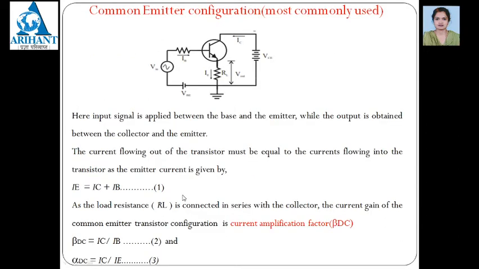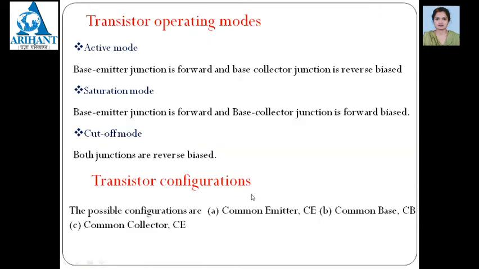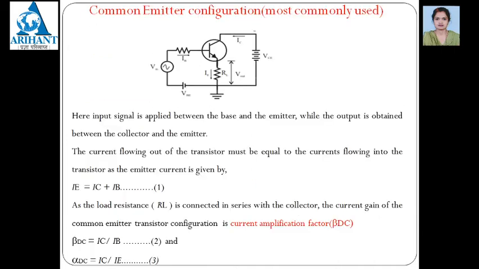Now let's go to the next topic, transistor configurations. There are three configurations: common emitter CE, common base CB, and common collector CC. But the common emitter configuration is the most commonly used, so we will see the common emitter configuration in detail. This is the most commonly used.